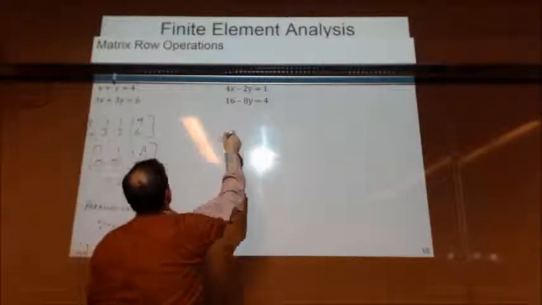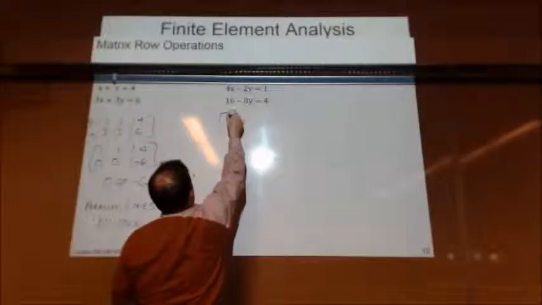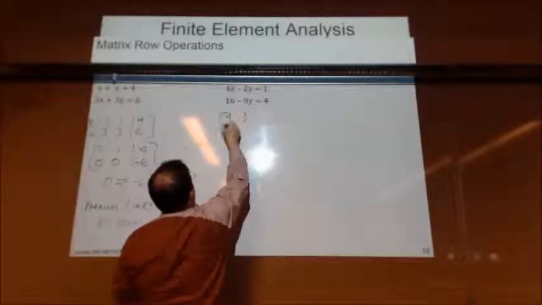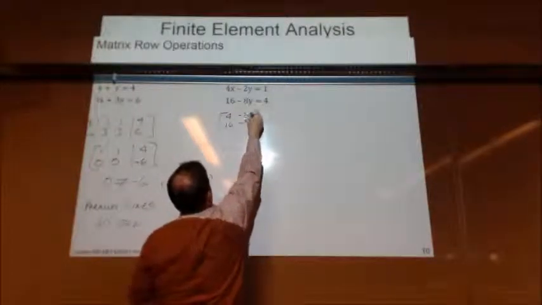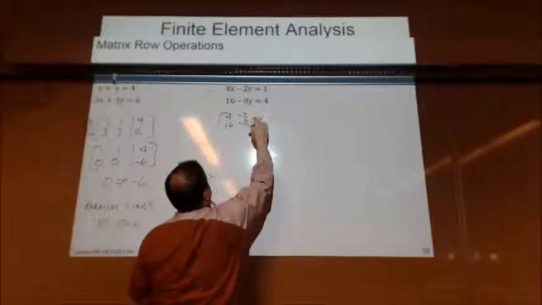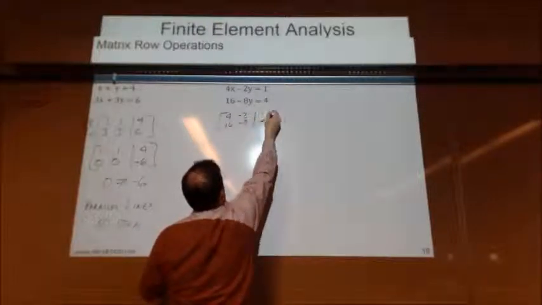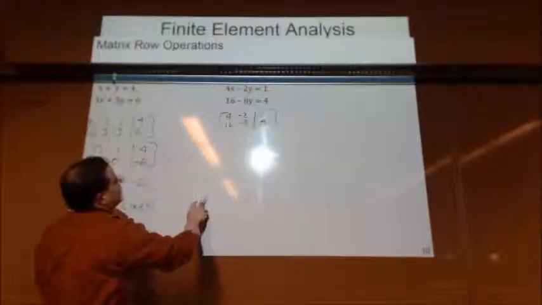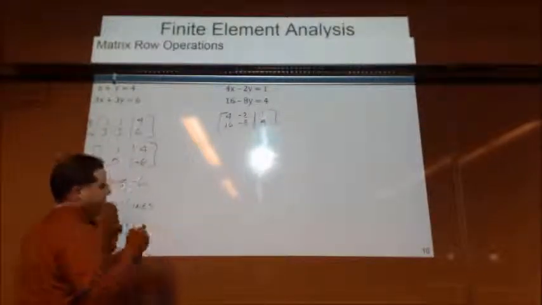So what about this one? So let's see, we got 4, -2, 1, and 4, and 16, -8. So what do we want to do first?